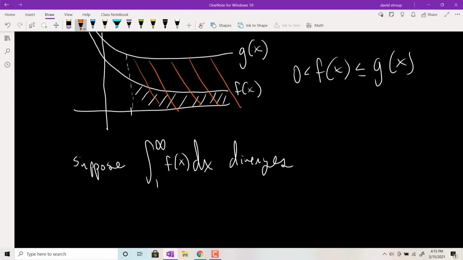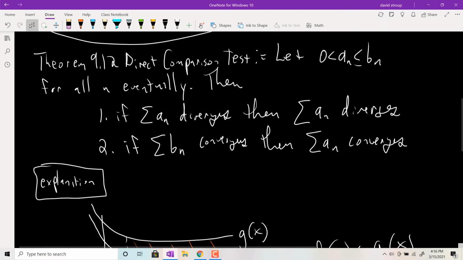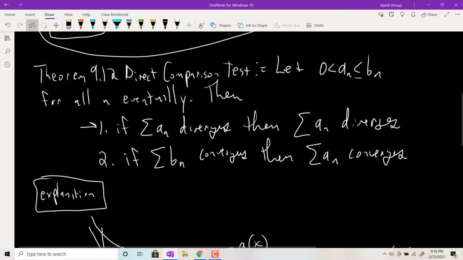Well, g of x, the area underneath that, which we can give the symbol, so suppose that's true, then this integral represents the area underneath g of x from 1 to infinity. That area is more than the area underneath f of x. So if f of x is infinite, it just forces the area underneath g of x to be infinite. In other words, that will diverge as well. Okay, so that's this case here.